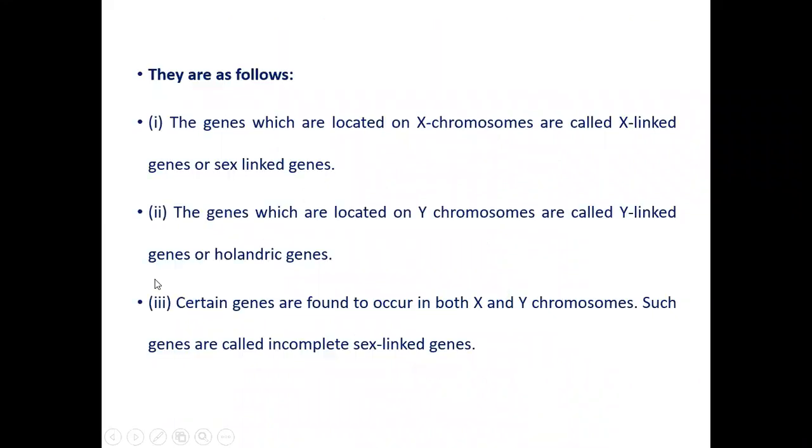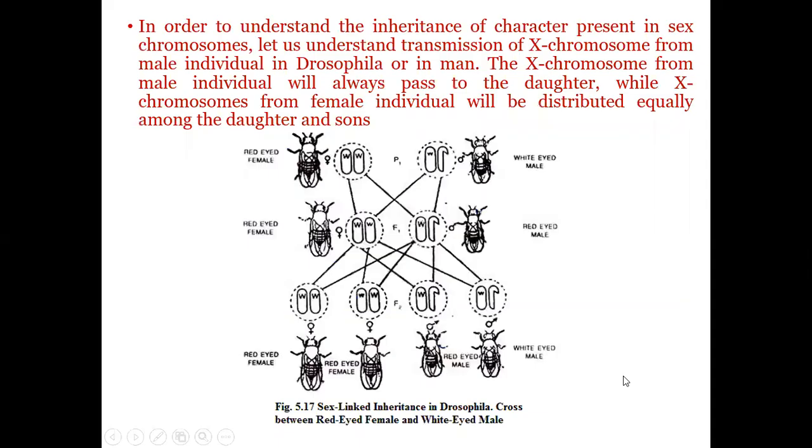By studying all these things, the genes which are located on the X chromosome are X-linked genes or sex-linked genes. The genes which are located on the Y chromosome are Y-linked genes or holandric genes. Certain genes are found to occur on both X and Y. These are called incomplete sex-linked genes.